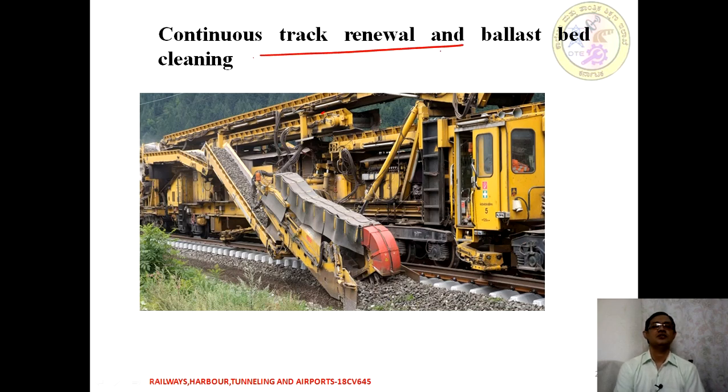It is called continuous track renewal and ballast cleaning, or ballast bed cleaning machine. It cleans the adjacent side of the ballast that is left over along the sides of a sleeper. Through the conveyor belt it is passed over the mill and cleaned. Then, according to the sieve sizes, the material is placed and compacted. That is another type of machine used to expedite the project or for maintenance.